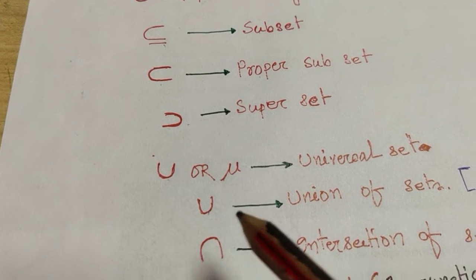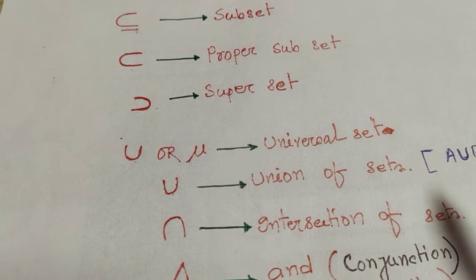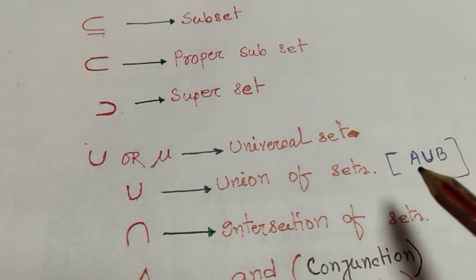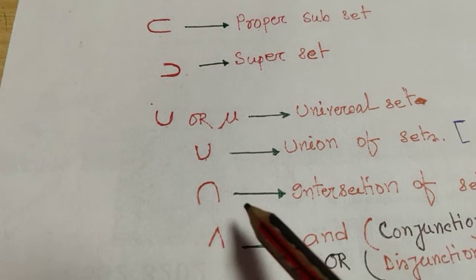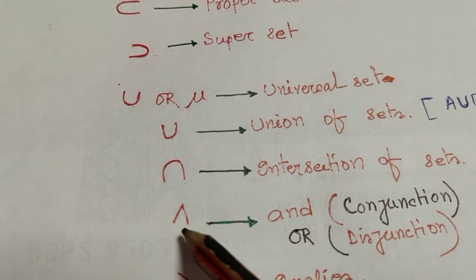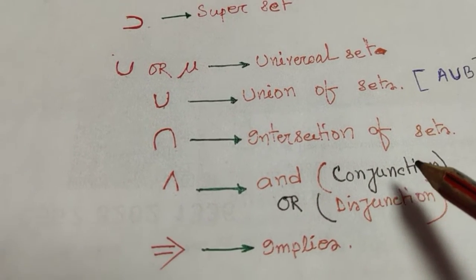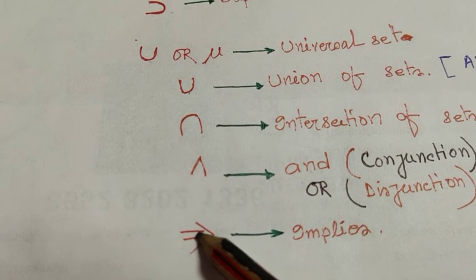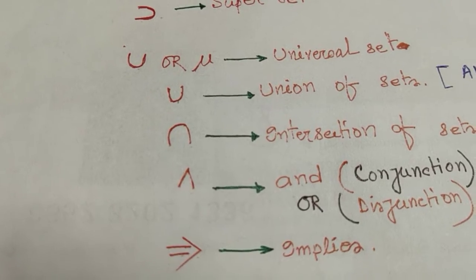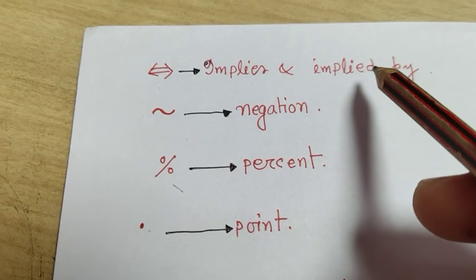This notation, union of sets, that is A union B. This notation stands for union of sets A union B. This notation, intersection of sets. This notation, and, conjunction or disjunction. This notation implies. This notation stands for implies. This notation, implies or implied by.